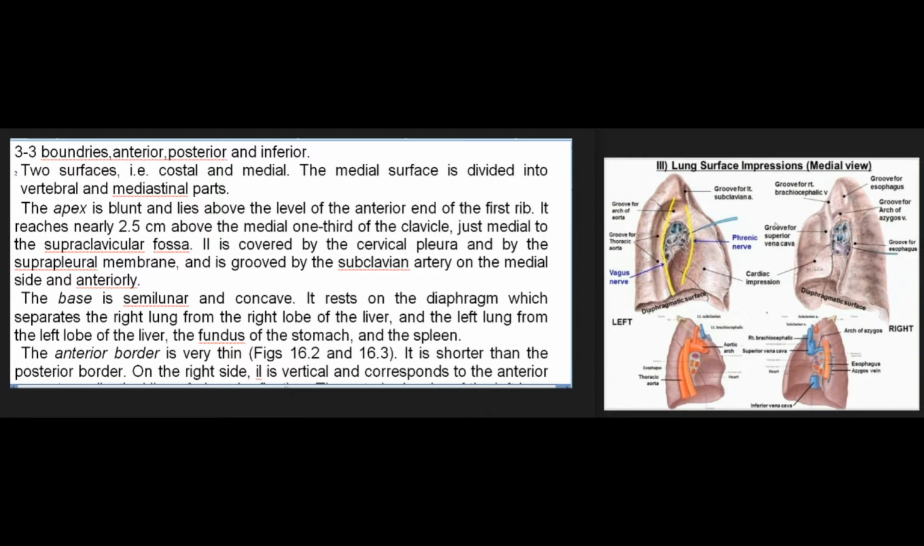The base is semilunar and concave. It rests on the diaphragm, which separates the right lung from the right lobe of the liver, and the left lung from the left lobe of the liver, the fundus of the stomach, and the spleen.